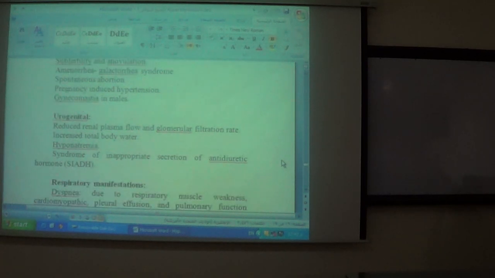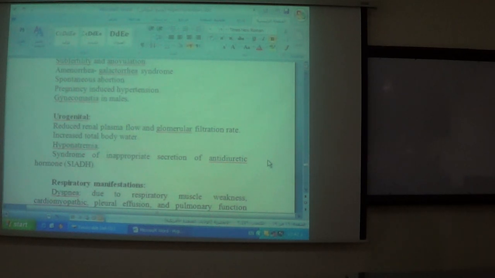Urogenital manifestations: reduced renal plasma flow and glomerular filtration rate, increased total body water, and subsequently there is hyponatremia, dilutional hyponatremia, because of retention of water inside the circulation of this patient. It can even reach the syndrome of SIADH, syndrome of inappropriate secretion of antidiuretic hormone.